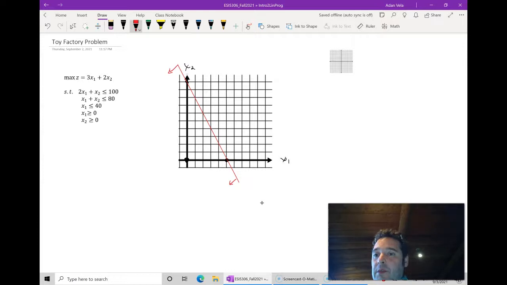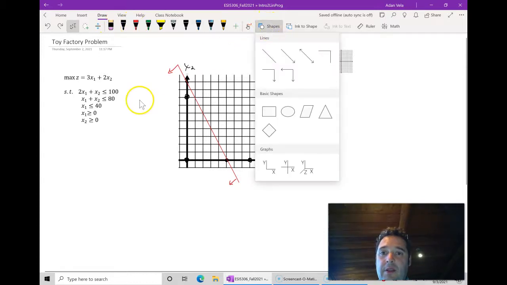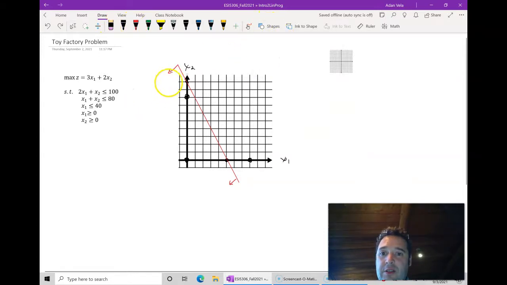All right, with the next constraint, we have x1 plus x2 is less than or equal to 80. And again, we can repeat the same process. We find the intercepts, and in this case it's a little bit easier because if we set x2 equal to 0, then x1 is 80. Similarly, if we set x1 to 0, then x2 is equal to 80. So let's go ahead and draw the line through 80 and 80.